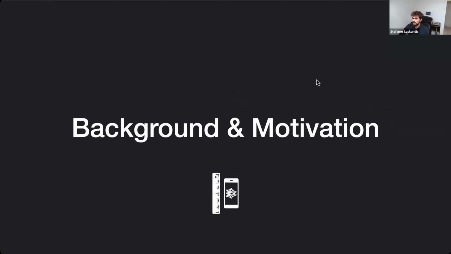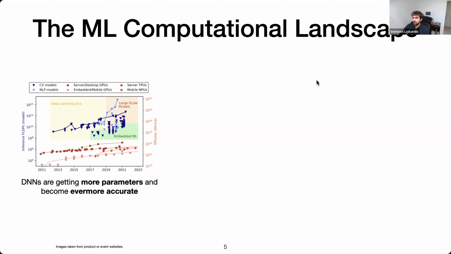Right. Let's start with some background and motivation for why we need a new compute paradigm. It has been said again and again that deep neural networks are getting larger in their pursuit of higher accuracies and new use cases. This is truer than ever before.